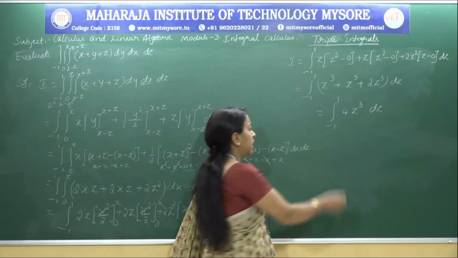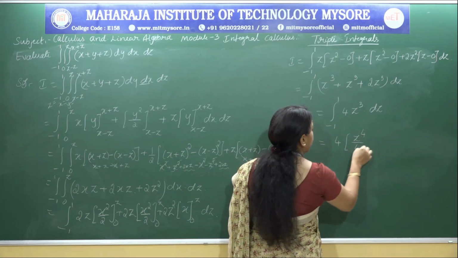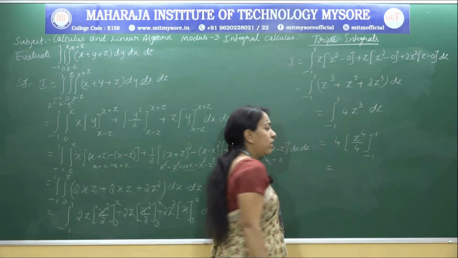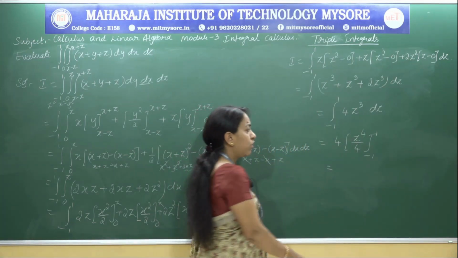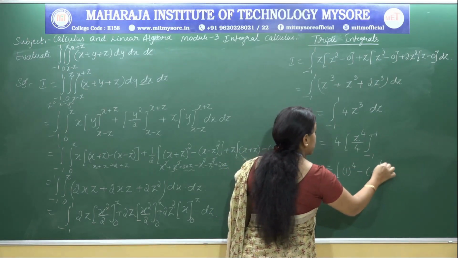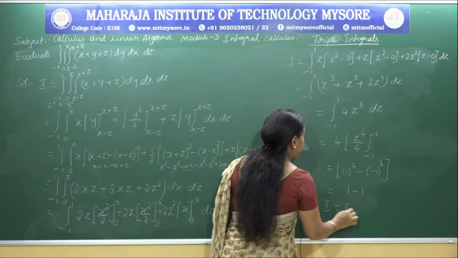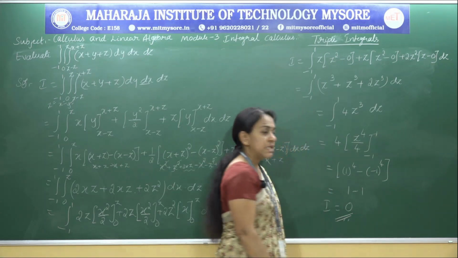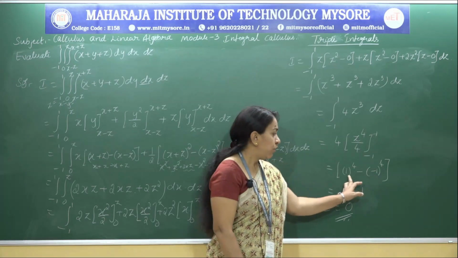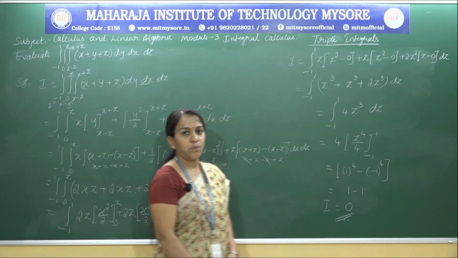Now integrate with respect to z, that is 4 common, integral of z cube is z power 4 by 4 between the limit minus 1 to 1. Now 4 gets cancelled, upper limit 1 to the power of 4 minus lower limit minus 1 power 4. So that is 1 minus 1. So the given triple integral value is 0, because minus 1 to the power of 4 is 1, so 1 minus 1 is 0.